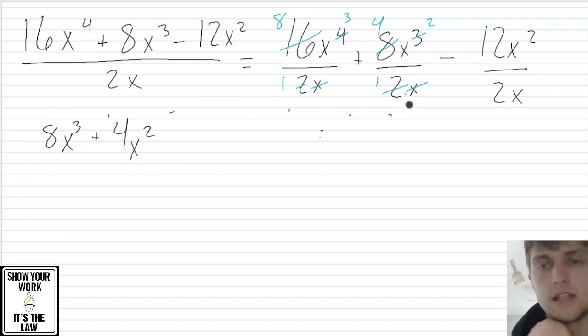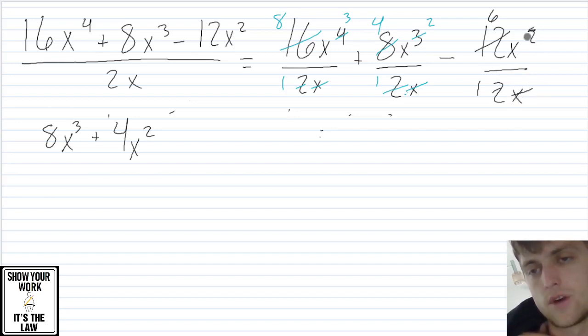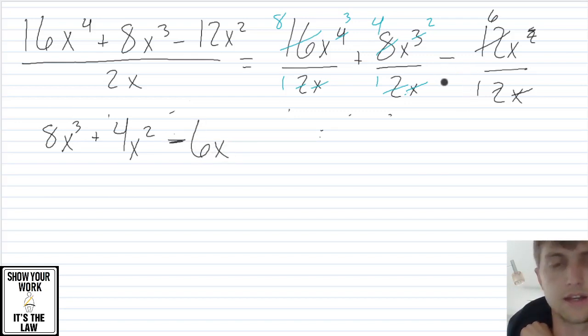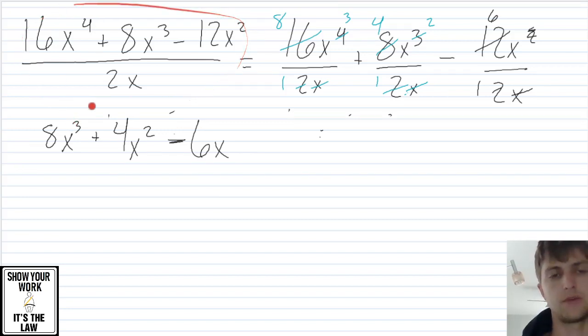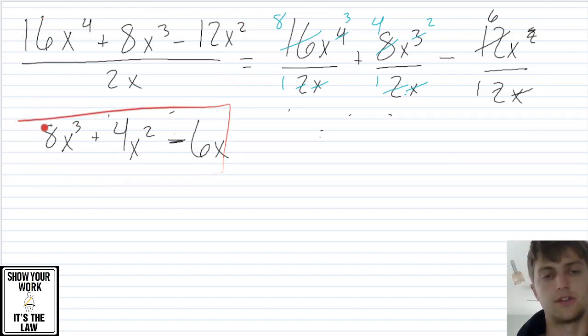And now we go to the last term. 2 goes into 12 6 times. 2 goes into 2 once. 2x is on top, 1 in the bottom, which means we have 1x left, which means our last term is going to be a negative 6x because of the negative right here. Okay? So look, we took this big old chunk and we turned it into this polynomial right here.